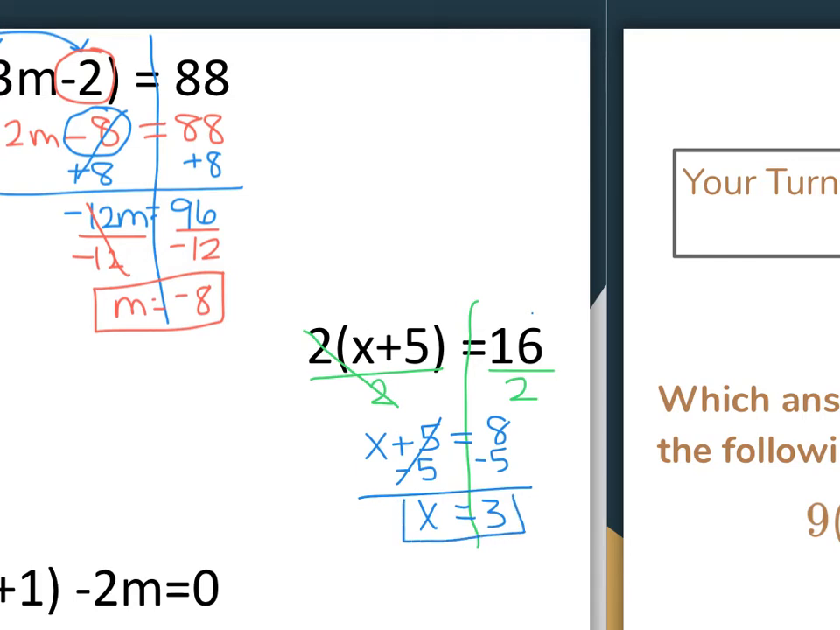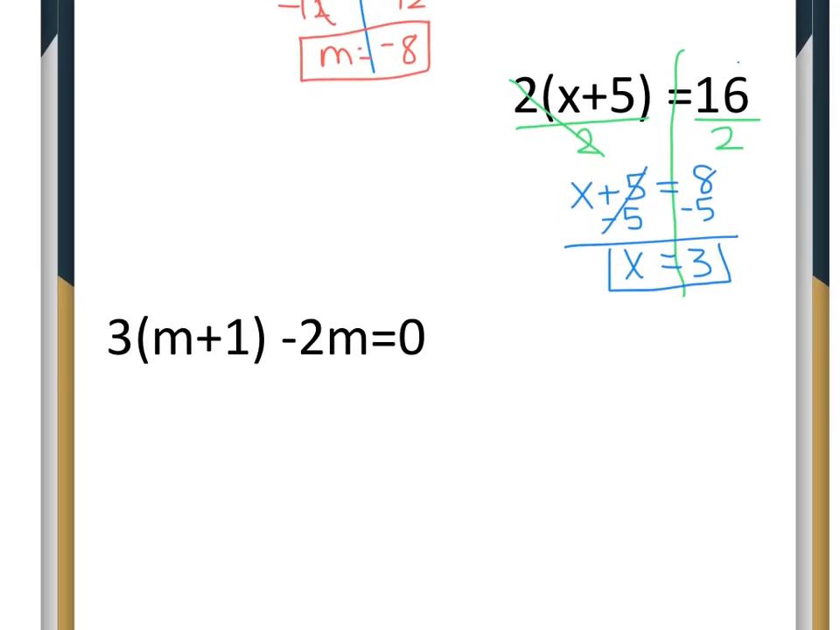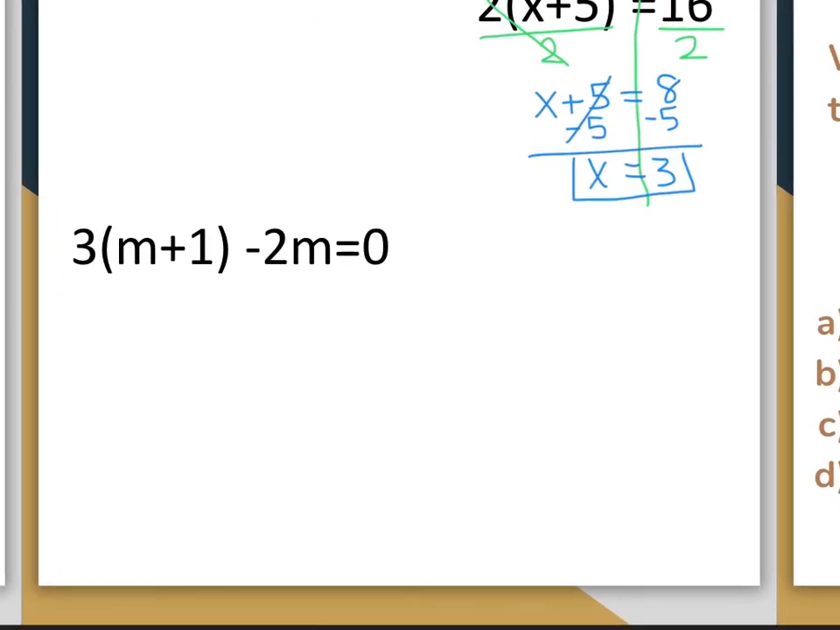Okay, so now I threw in a little bit bigger example. This one's going to be a double. So here, this is what we will do. We have 3 times the quantity m plus 1, then minus 2m equals 0. So on this problem, we need to identify that we have the distributive property in the problem. That must be taken care of before anything else. So let's go ahead and use the distributive method.